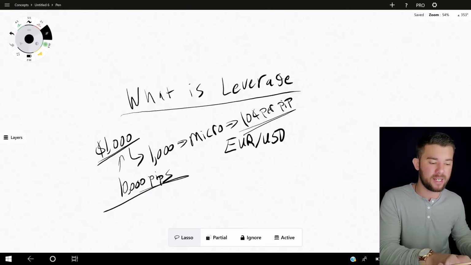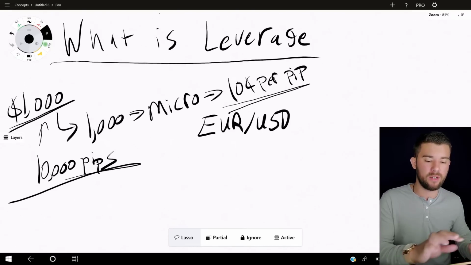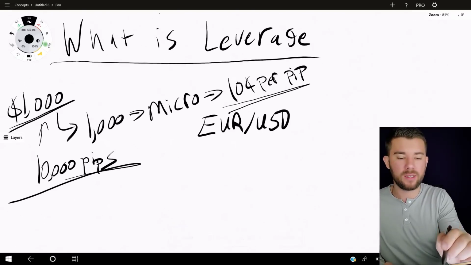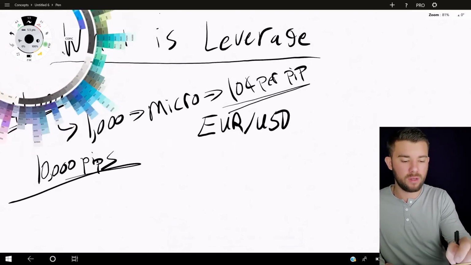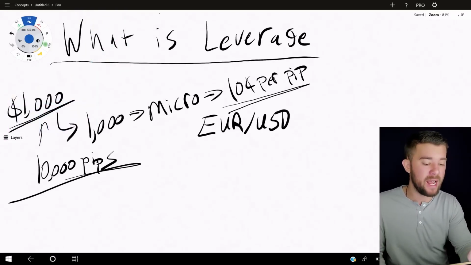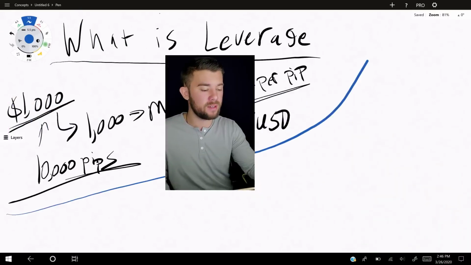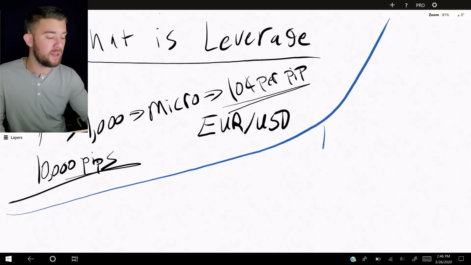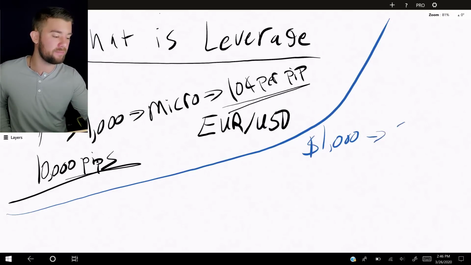Sorry if it gets a little messy here, guys. I'll color this a different color to make it a little bit easier. Let's go with blue. I like blue. So we have this $1,000 account, but now, separate this. Now you have your $1,000 account with a 50 to 1 leverage, which means you have $50,000 in buying power.